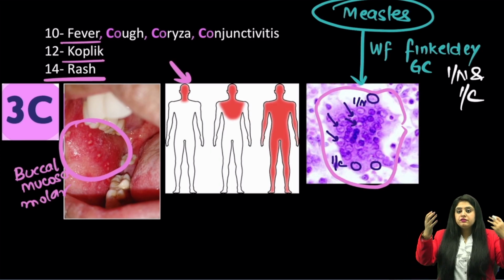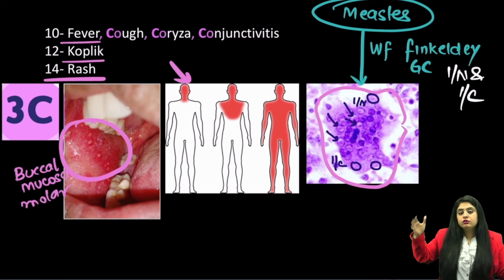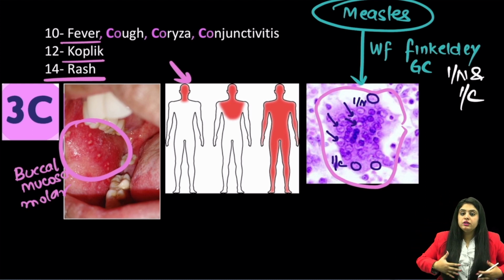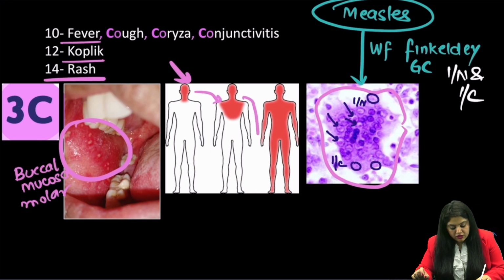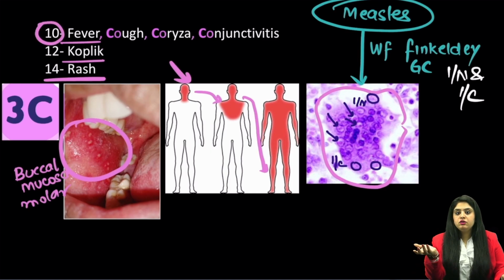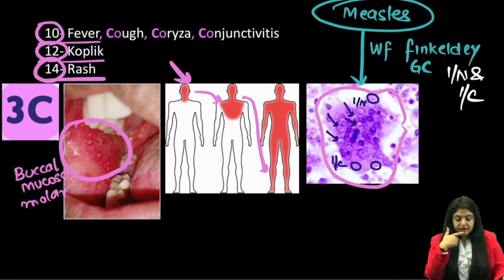How does the rash look? As if someone has thrown paint on top of you. First it will go from behind the ears, then the face, and then the shoulder and the trunk and all of that. This is exactly the sequence they have shown of how the rash is going to spread. There is a 10 day incubation period, so on the 10th day comes the 3 C's, then 2 days later there are Koplik spots, 2 days later there is rash. Yes, we are done with this.